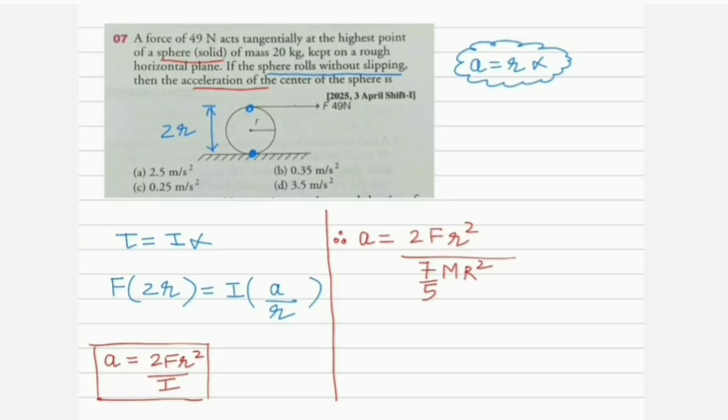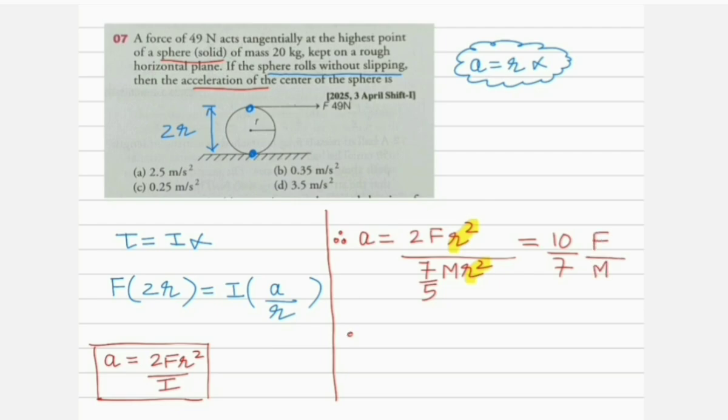I think radius is small r, right? Okay, so I should write small r here. No problem, sir, let's write it. So this is small r. All right, as you can observe here, r square will cancel out. Mass will remain, force will remain. So in the next step this will look like 10 by 7 into F by m.